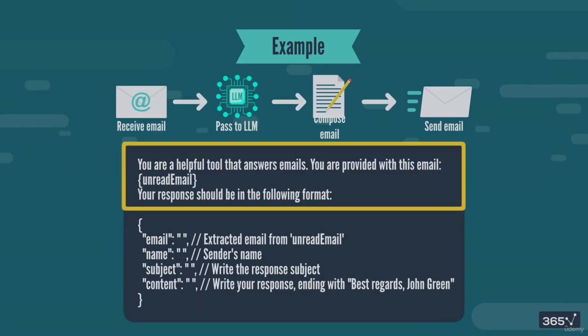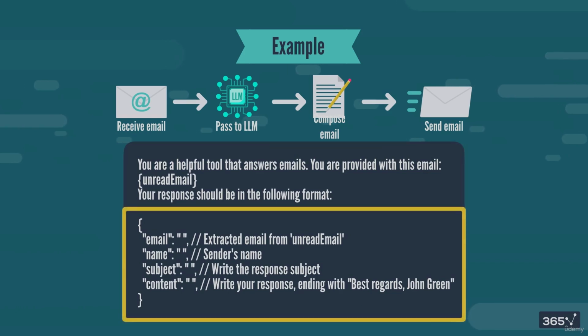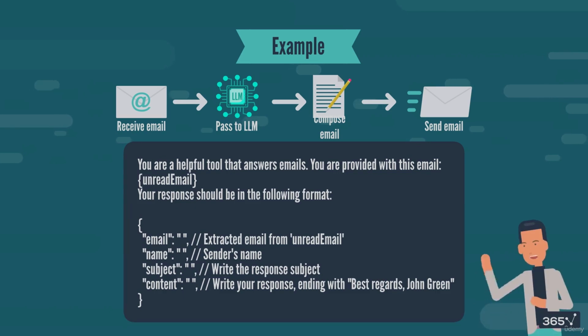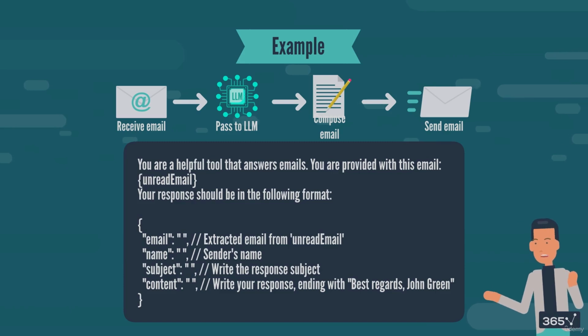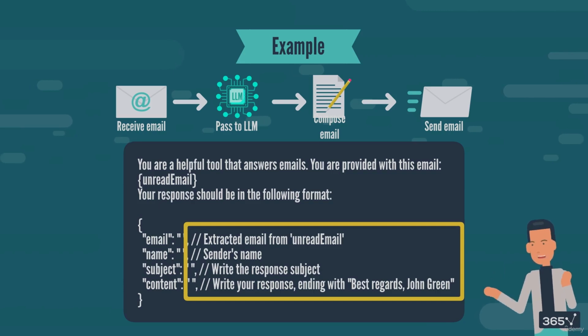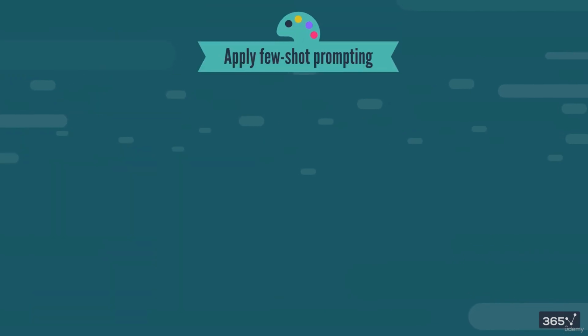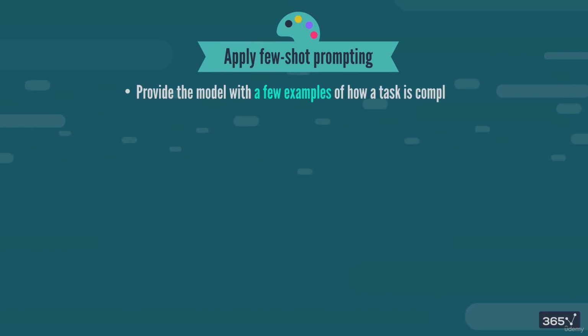Start by clearly instructing the model about its purpose, followed by a request for a structured output in JSON format. Therefore, we ensure the response is organized so our program can quickly process it. Additionally, we include comments within the JSON structure to offer further guidance, clarifying what each part of the output should contain.